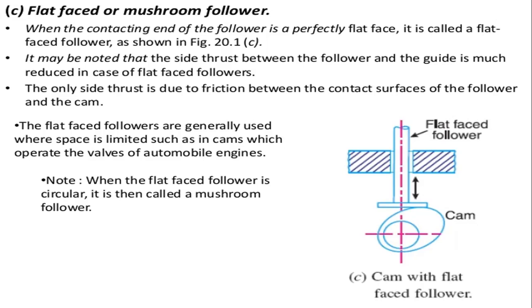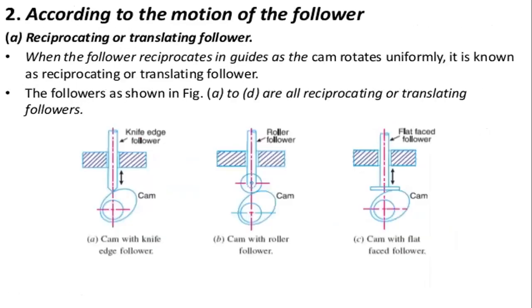When the flat faced follower is circular, it is called a mushroom follower. Generally, when the flat faced follower has a circular shape in its flat edge, then it is called a mushroom follower.